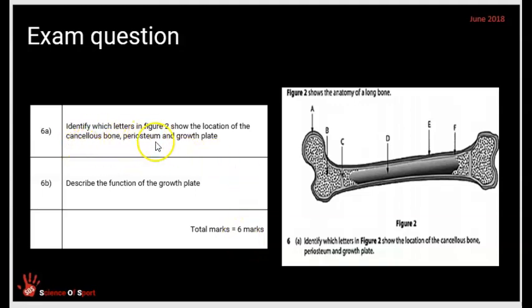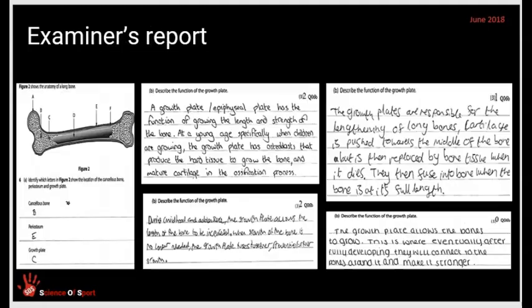Given it's asking you for 3 locations, that would be worth 3 marks, which means that the second part of the question is also worth 3 marks. So what we've got here is some student answers to that same question. Again, the first part of the question, part A, was labelling the bone.